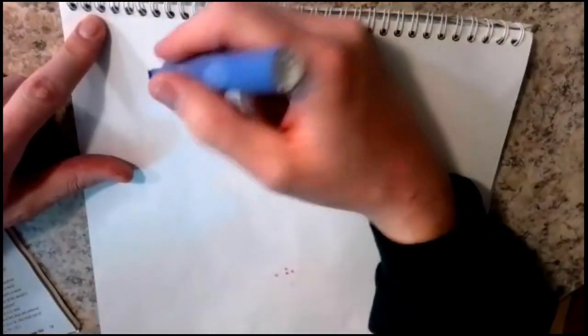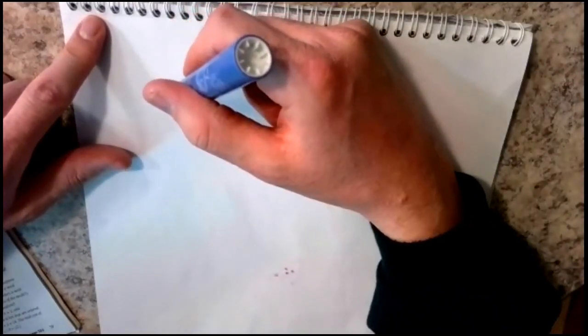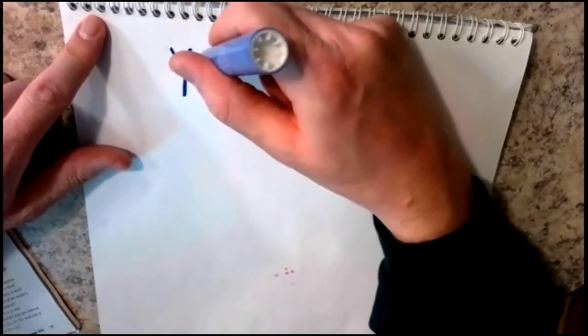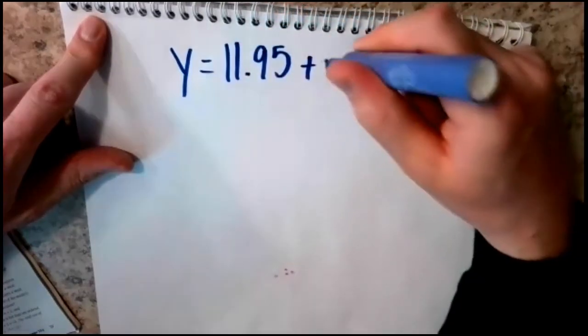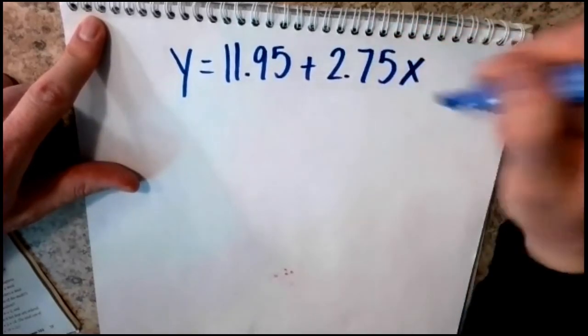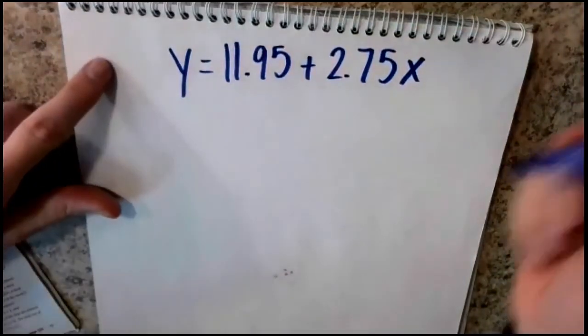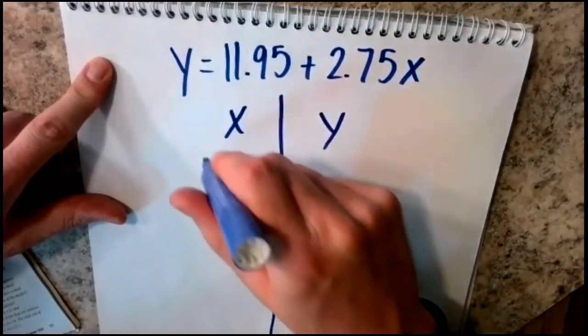So the other thing this lesson asks us to do is to create a table of values. So in this case, that's quite simple. What you do is you'd write your equation. And so for this pizza example, instead of C, the cost of the pizza, we're going to replace it with Y is equal to $11.95 plus $2.75 a topping. Instead of the T, we're going to replace that with X. And now what we're going to do is just create an X, Y table of values.